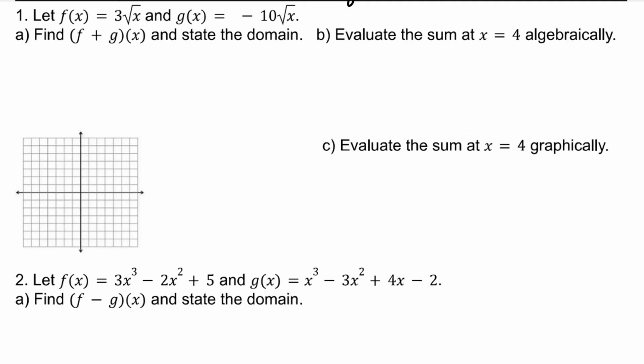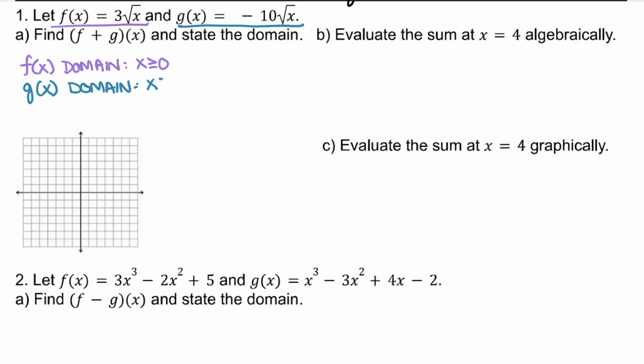For number 1, let f of x equal 3 root x and g of x equal negative 10 root x. Find f plus g of x and state the domain. When we're stating the domain after performing function operations, we need to be at least as restrictive as each of the individual functions. The restrictions of f of x, the square root radicand, cannot be negative. So for f of x, our domain is restricted to x greater than or equal to 0. And the restrictions of the g of x domain would be the same. The radicand, which is x, has to be greater than or equal to 0.